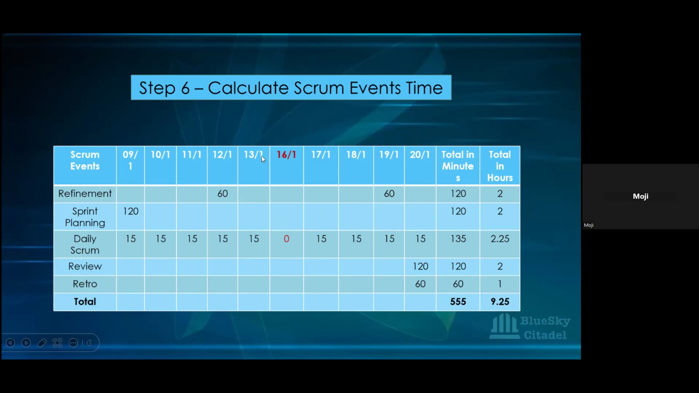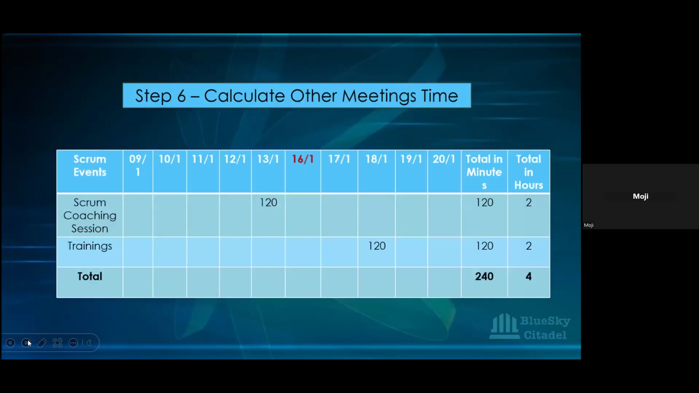So now we've used this to calculate the number of hours that is meant for Scrum event time, and we're going to deduct that from what we're doing. Okay, so before we do that, we're looking at other meeting times, like I said. For Scrum coaching session, you organize a Scrum coaching session during that particular sprint. It was agreed, and you're doing it for 2 hours on a Friday. So you want to factor that in also.